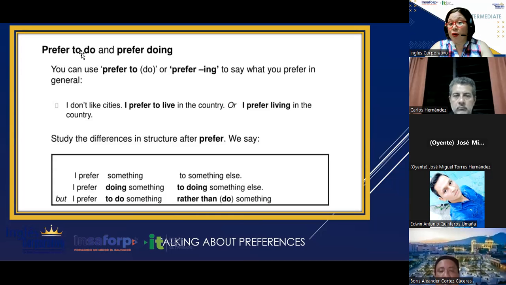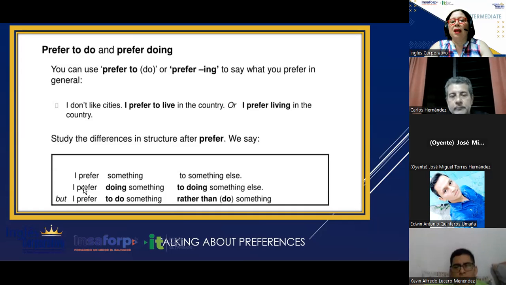So we can use prefer with an infinitive with the particle to, and prefer with the ing verb form. So those are interchangeable, even though one is to say that I prefer something, and the other says that I prefer to do something else, okay? For example, like this, right? I prefer something. Yeah, so I will say, I prefer something to something else, right?